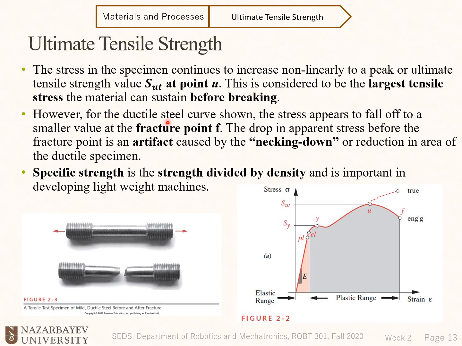However, for the ductile steel curve shown, the stress appears to fall off to a smaller value at fracture point F. The drop in apparent stress before the fracture point is an artifact caused by necking down, or reduction in area, of the ductile specimen. So here you can see the failed part under this UTM machine, and you see the necking. You see that the cross-sectional area changes here.